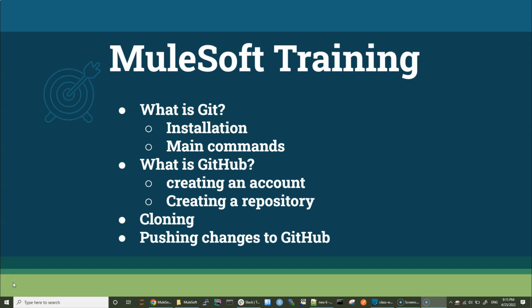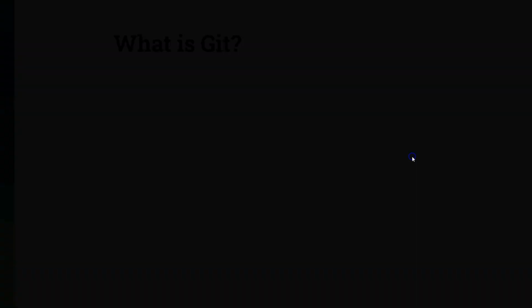Hi everyone, as part of the MuleSoft developer training course, in this video we are going to see what Git and GitHub are, what we use them for, and we are going to download and install Git and see the main Git commands, and also we are going to create a GitHub account and a GitHub repository. Then we are going to see how to push your MuleSoft project to GitHub.